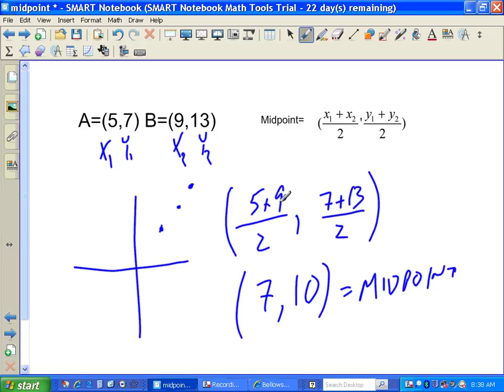Okay, a word of warning if you're going to use your calculator, and I know for some reason you like to do 5 plus 9 divided by 2 with your calculator.